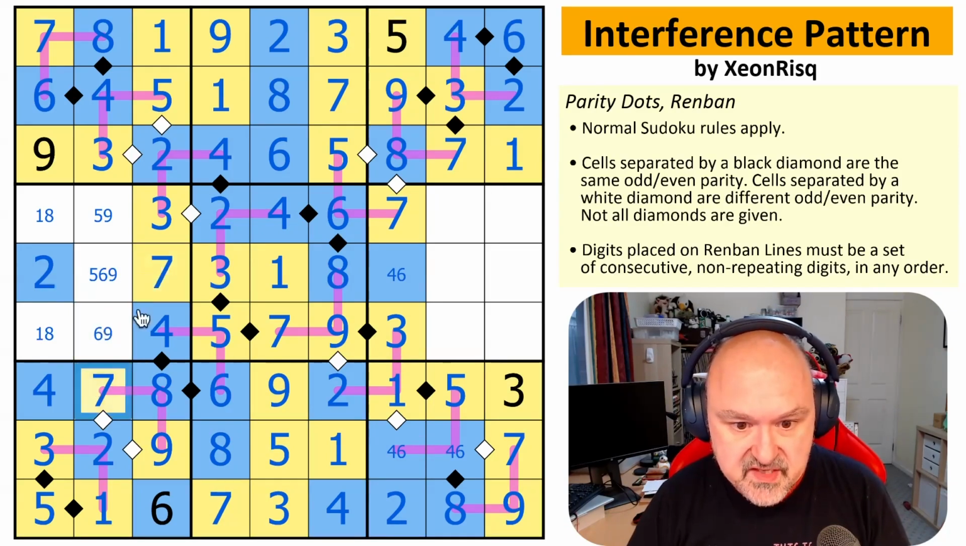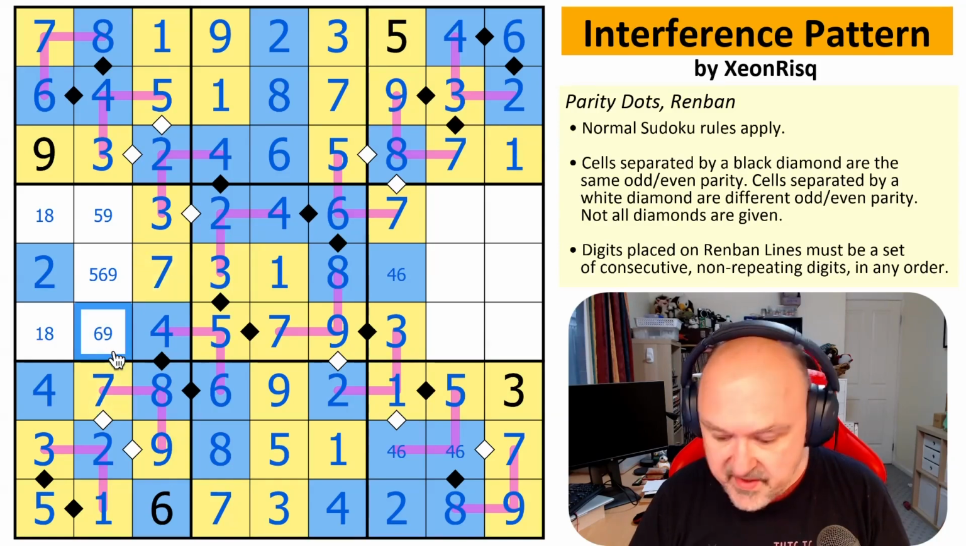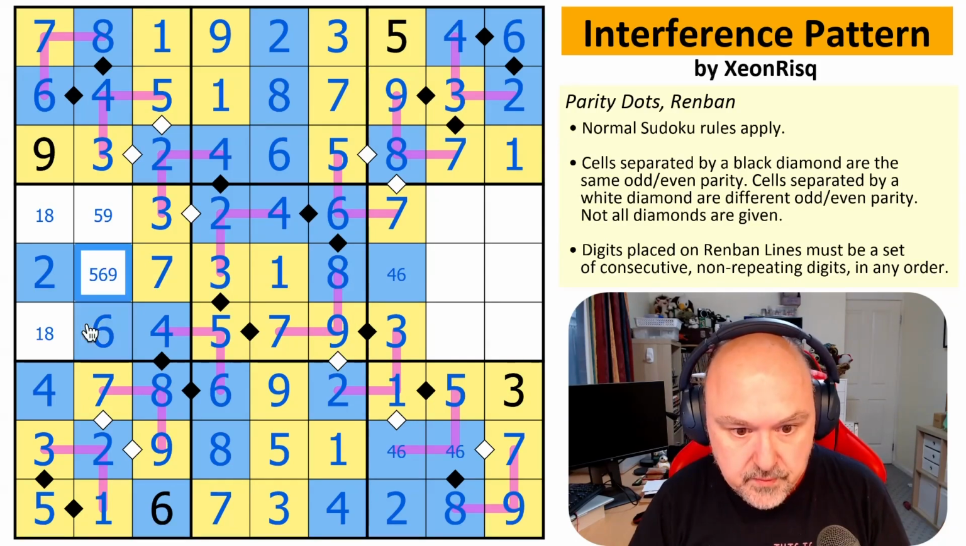Remember, I'd said that those had to be the same. Well, now we've proved it. That's a 6 because of that 9, so that goes blue. I take 6 out of there. 5, 9, not yet.